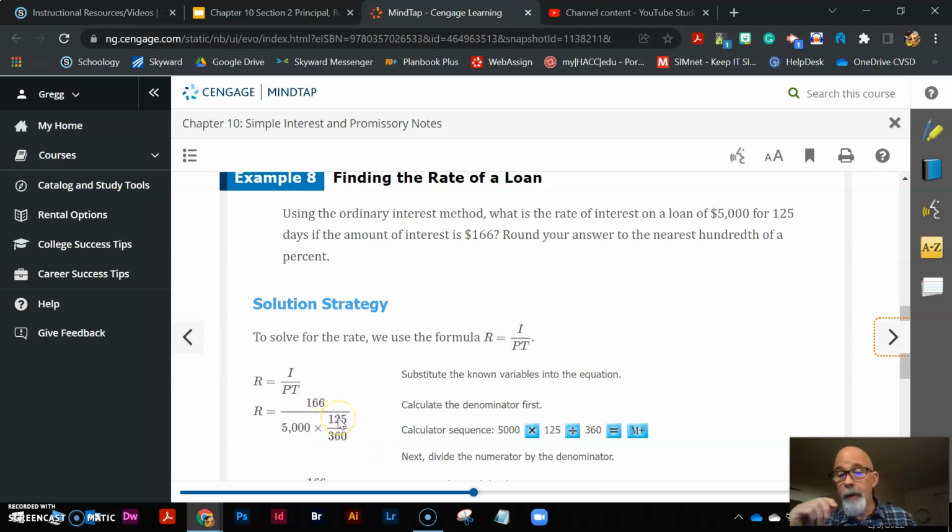I take that 125 divided by 360, write down the answer. Then multiply the answer by 5,000, write down the answer. Then take the 166 divided by what you found down below here. But again, this is the principle and how you want to go back and solve finding the rate for a loan.